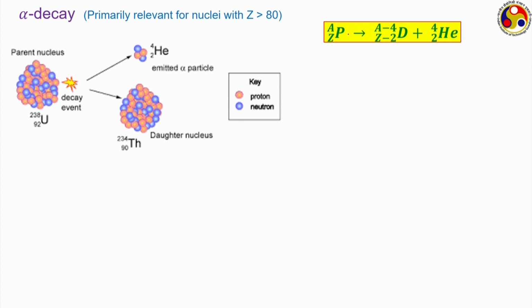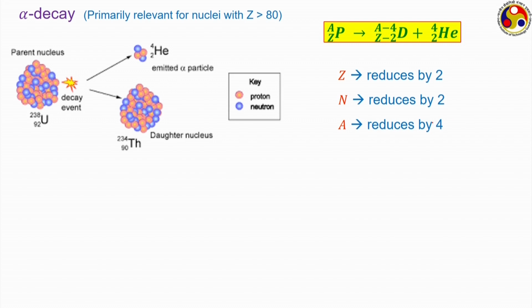If the parent has Z protons and A minus Z neutrons, then the daughter will have Z minus 2 protons and A minus Z minus 2 neutrons, giving a mass number of A minus 4, plus of course the helium. So, an alpha decay leads to a reduction in Z by 2, because 2 protons are going out, a reduction in the number of neutrons by 2, because 2 neutrons are also going out in the helium, and therefore a total reduction of 4 in the mass number of this daughter isotope.